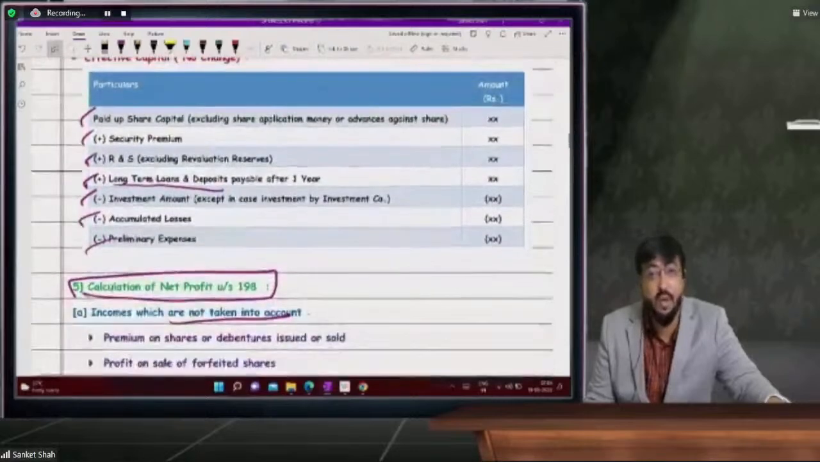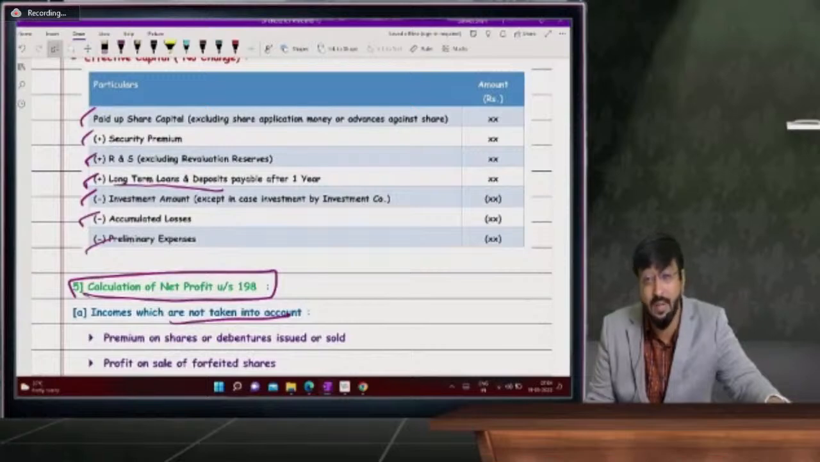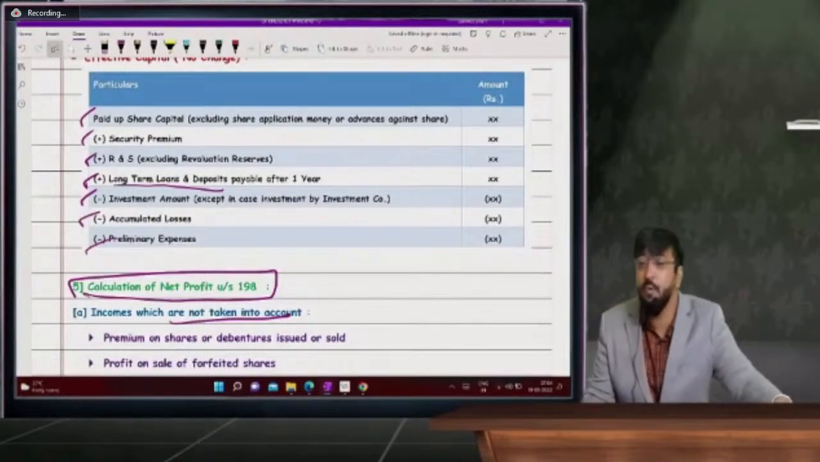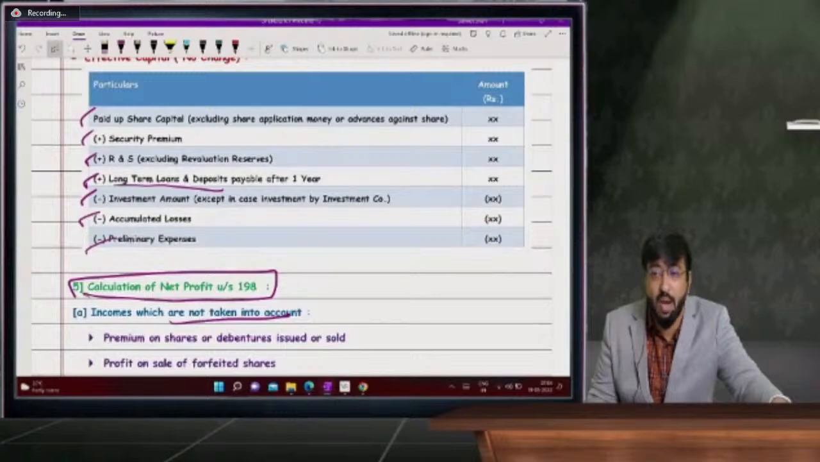What is effective capital in this case? The effective capital will be paid up capital plus securities premium plus reserves and surplus, excluding revaluation reserve, plus long-term loans and deposits payable after 1 year, minus investment amount. But if this is an investment company, then don't deduct that investment amount. Also minus accumulated losses and minus preliminary expenses. I hope you are clear with all these concepts of effective capital, my friends.